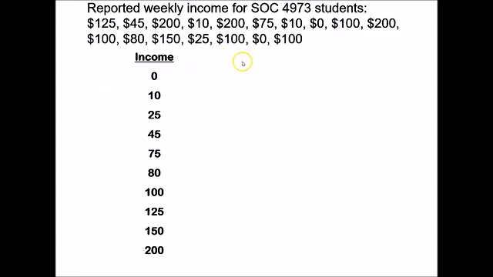And now, of course, we attach frequencies to these income amounts. And we find that 2 students earn 0, 2 students earn $10, 1 student reported earning $25, and so forth, all the way down to 200. 3 students reported earning $200. Not a bad income per week, for students at least. And we had 17 total students in the sample.